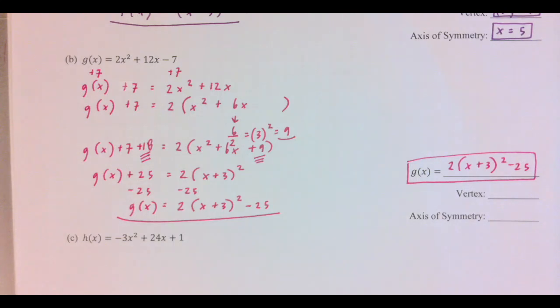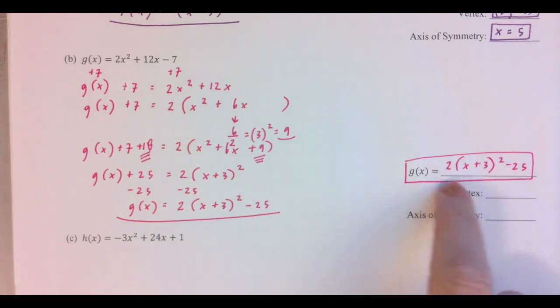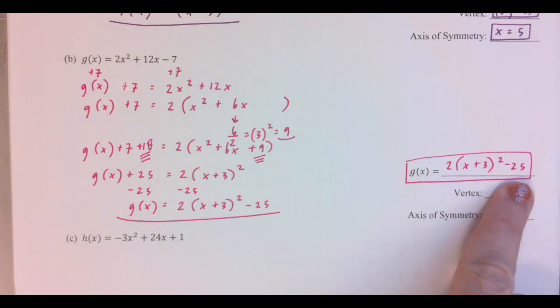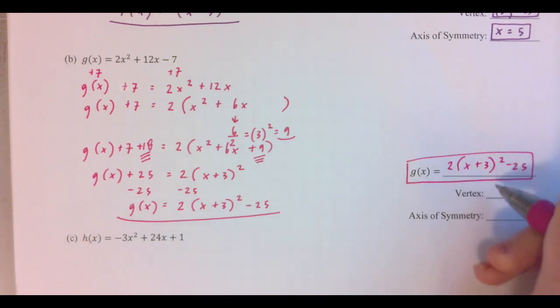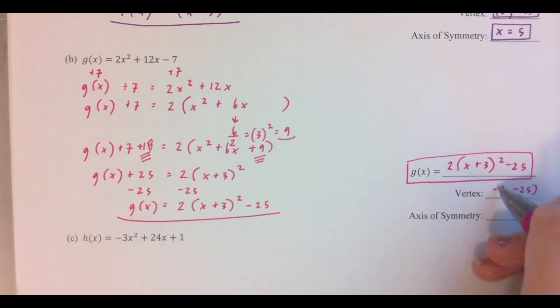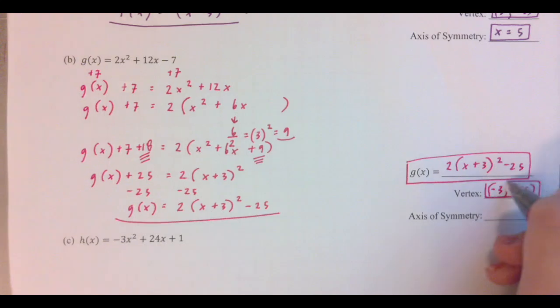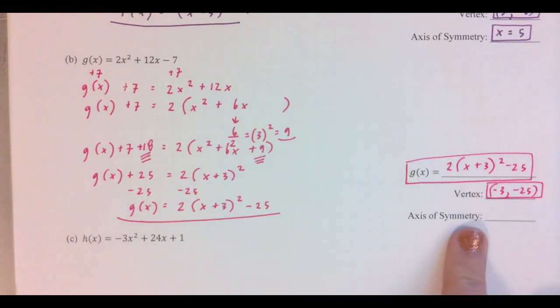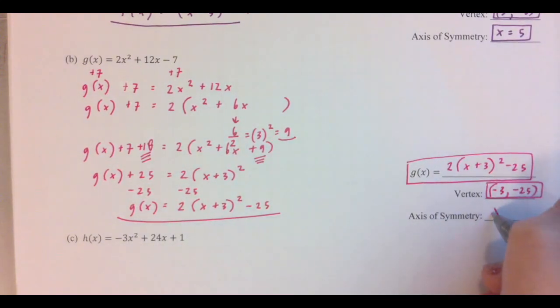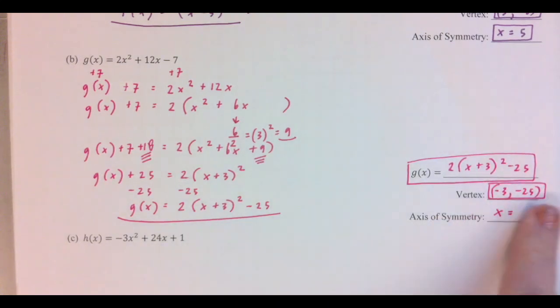All right, so that is my new function in vertex form. I can see that there would be a vertical stretch of 2. I'd be moving 3 units left and 25 units down. So my vertex would be at -3, -25. And then my axis of symmetry, always a vertical line that slices through the vertex, so x equals -3.